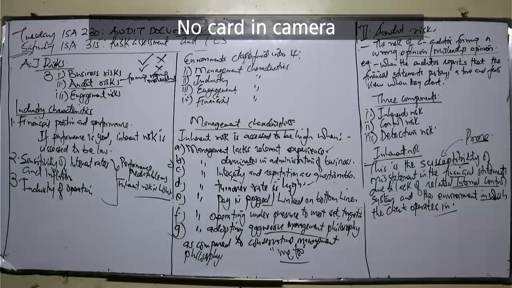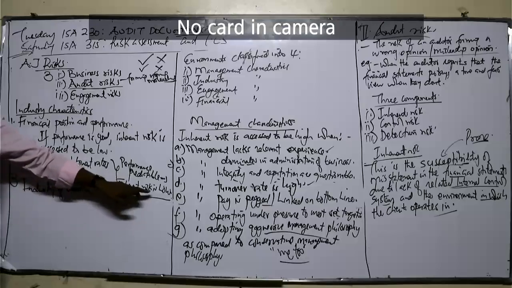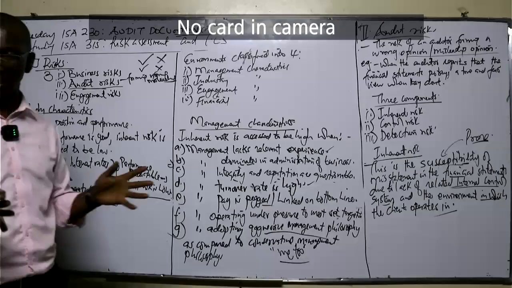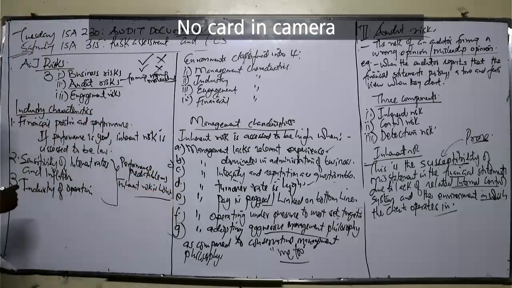That's why we are saying when performance is predictable, inherent risk is low, because you can always query how. But if it's not predictable, inherent risk is very high, because anything can be reported and it can always be justified. That's what we mean.